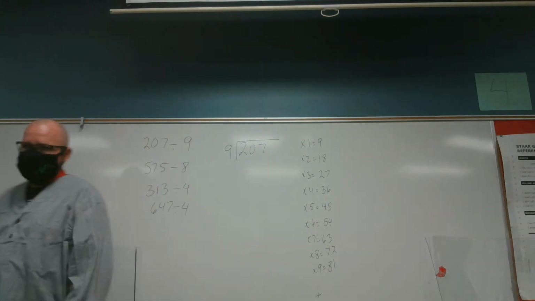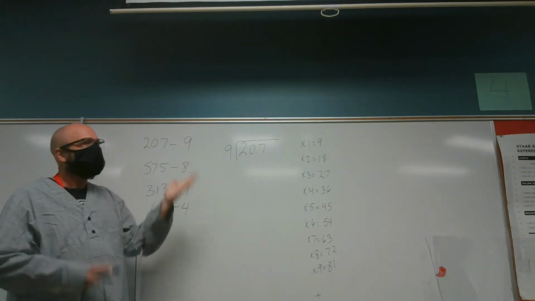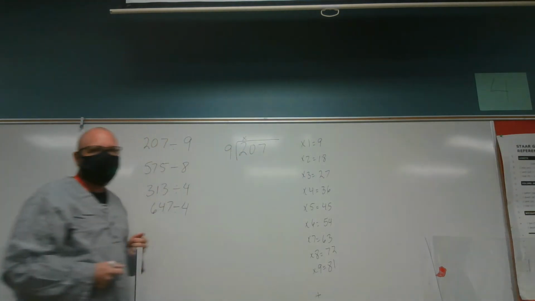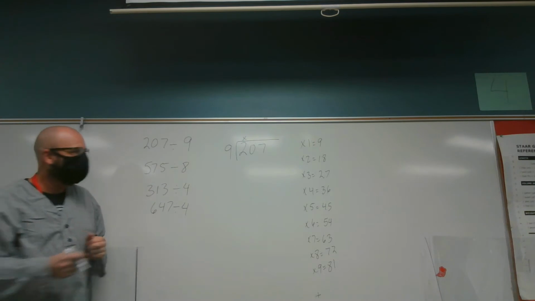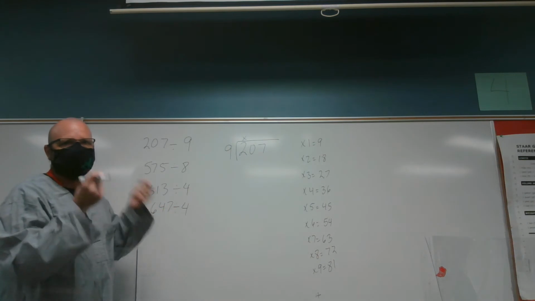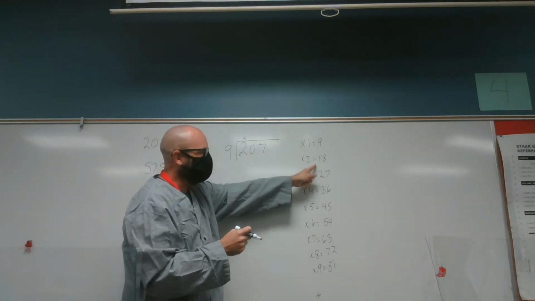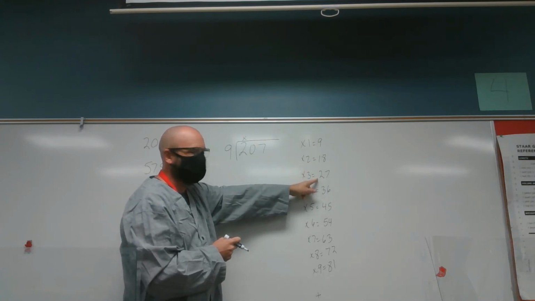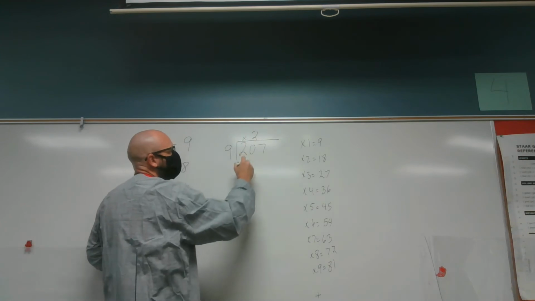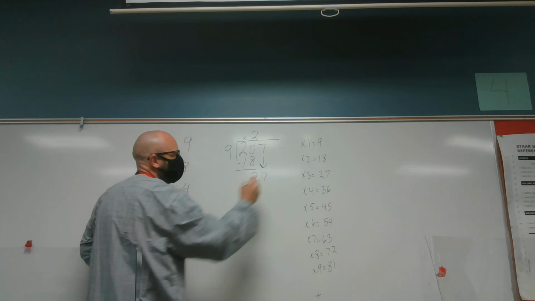Now I go back and I ask myself, self, does 9 go into 2? My self says no, it doesn't. So I'm not going to have a number above the 2. I ask myself, does 9 go into 20? My self says yes, it does. And then I look at my multiples. Well, 18 is as close to 20 as I'm going to get, because 27 is too big. So 9 times 2 is 18. Subtract, I get 2, and I bring down the 7.